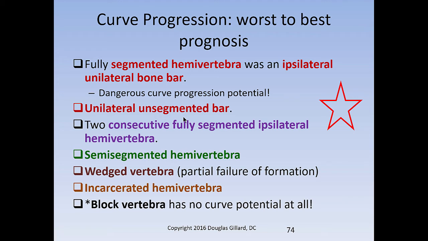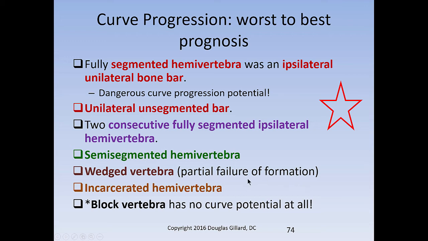I can see a test question coming up from this. Didn't have this last quarter, so mix up that test a little. Two consecutive fully segmented ipsilateral hemivertebrae, so a hemivertebra on the right at, let's say, T7, T8, and another one at T8, T9 on the same side. That's third place. Then semi-segmented hemivertebra, one that has only one end plate for growth potential. And then we have a wedge vertebra, a partial failure of formation.